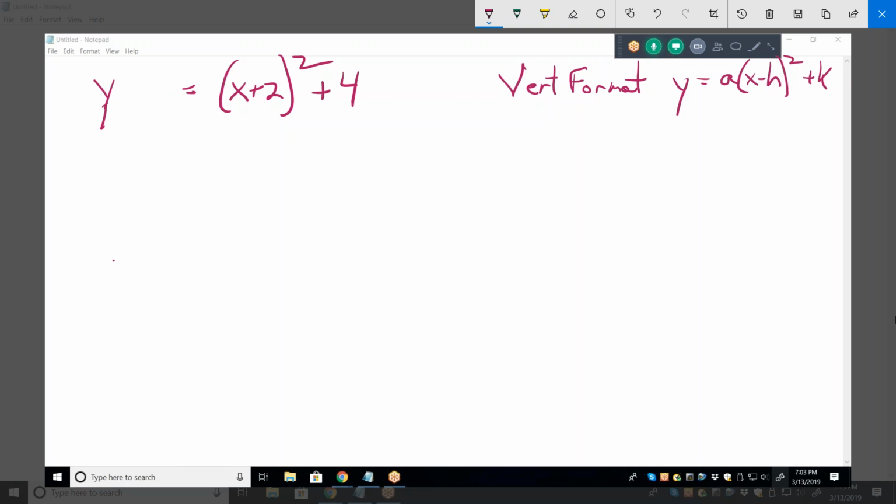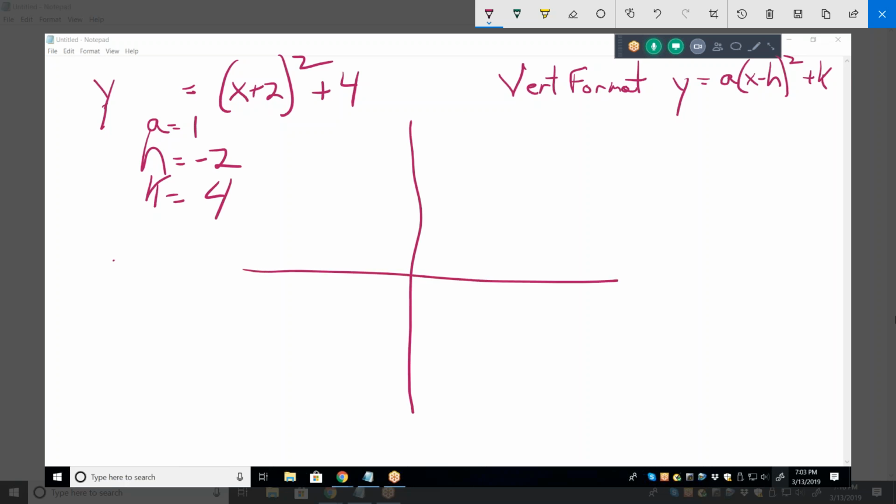Tell me what h is, tell me what a is, and tell me what k is. a is again what? 1. What's h? Negative 2. Good. And k? Positive 4. Okay. So, we're going to graph it the same way we graphed the other one. I'm going to start with the vertex. Where's the vertex? Negative 2, 4. Okay. Does it open up or down? Up.